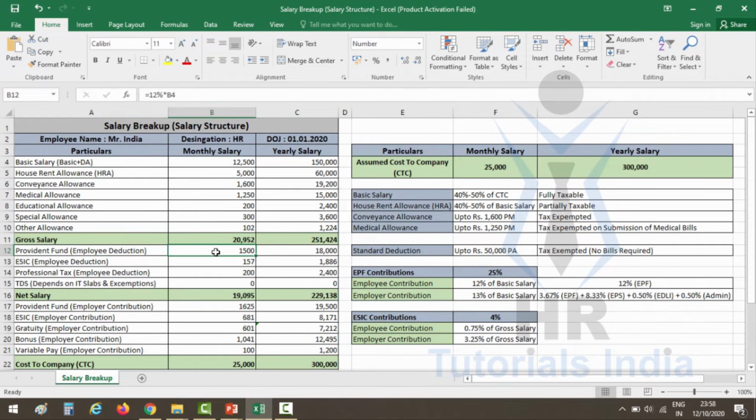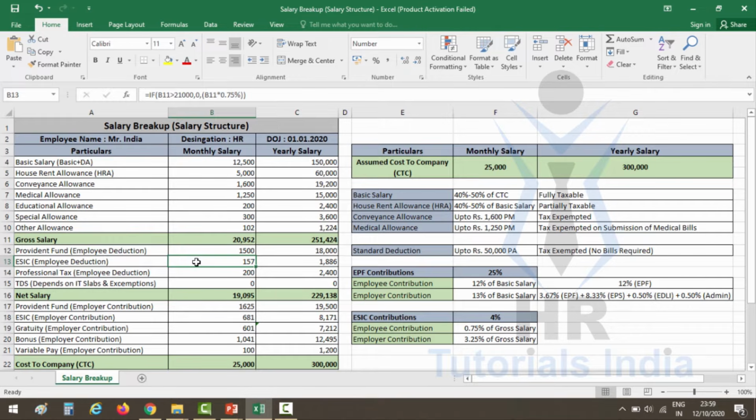Employee provident fund is calculated on the basis of 12% of basic. So here, 12% of basic. Basic is as before, which I have already told. So 12% of basic comes to 1500 rupees. Then comes the ESI deduction. ESI is 0.75% of gross salary.